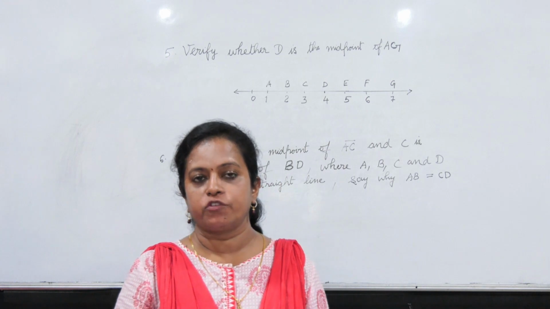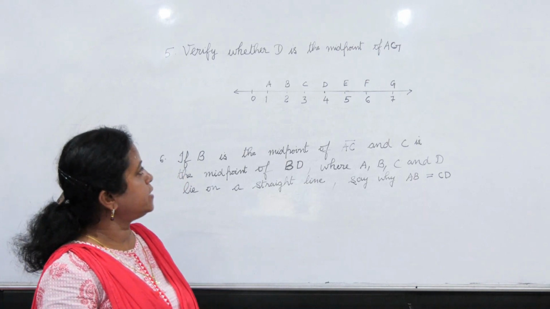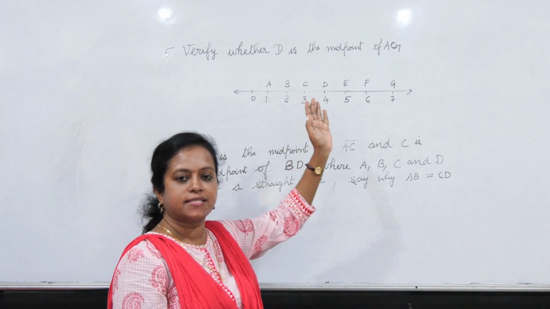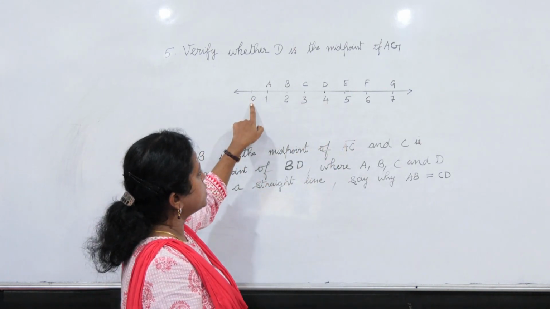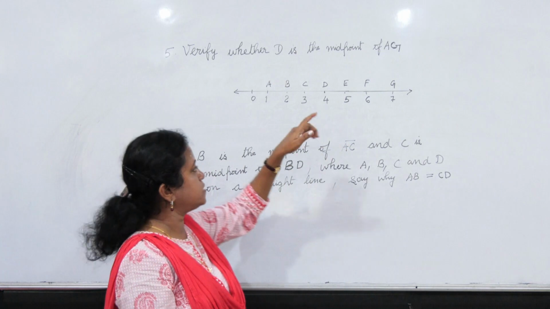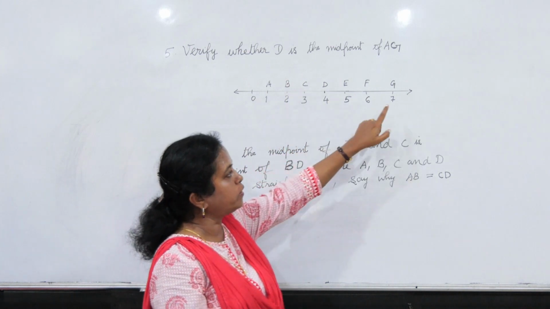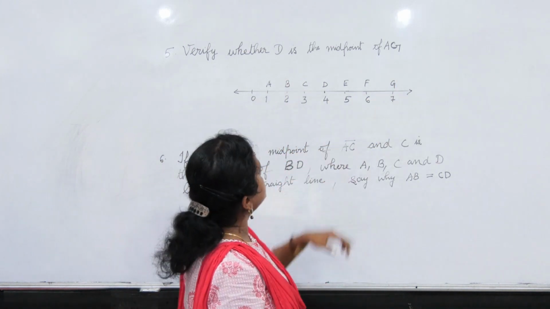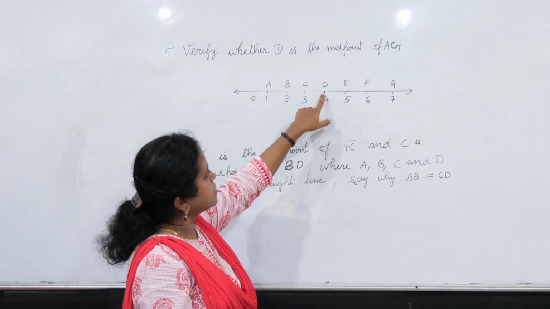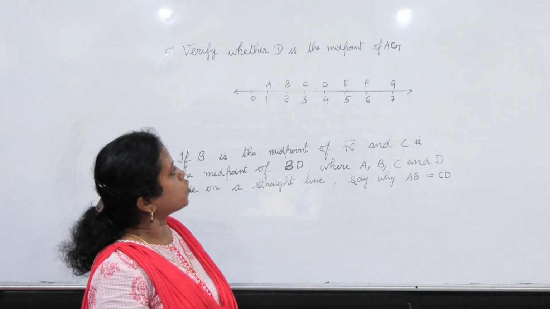Now let us see the fifth question of your exercise, which reads, verify whether D is the midpoint of AG. You can see on your screen a line has been made and some marking has been done, which starts from 0 and the marking is shown till 7, and the corresponding marking you can see, that is 1 has been written as A, 2 as B, 3 as C and so on, and 7 as G. And the question is whether D is the midpoint of the given line AG.